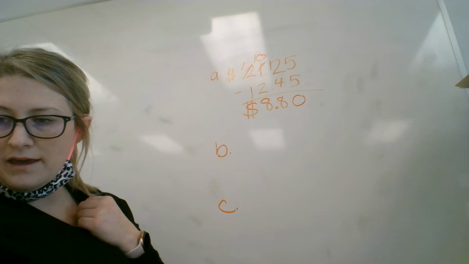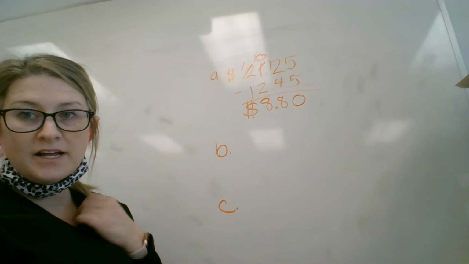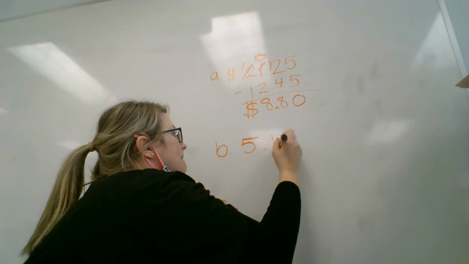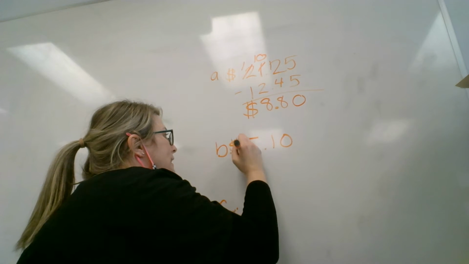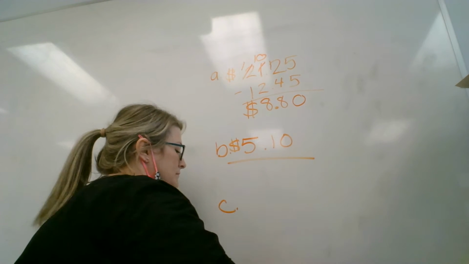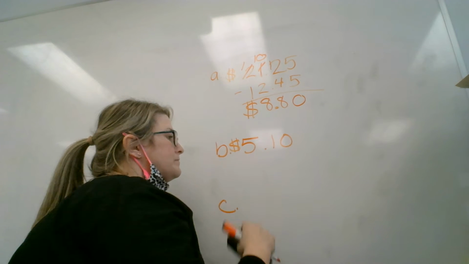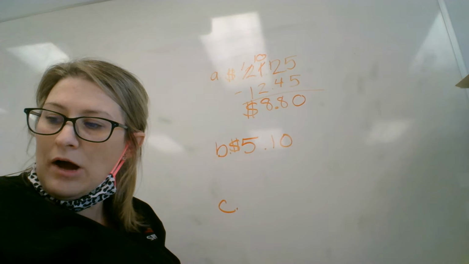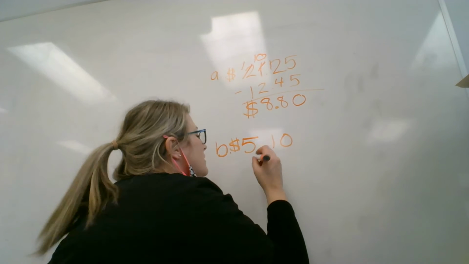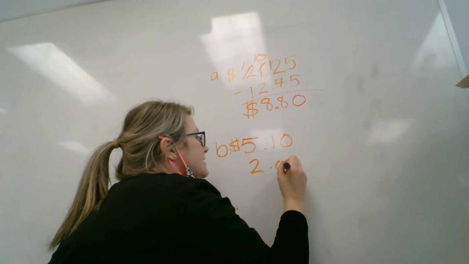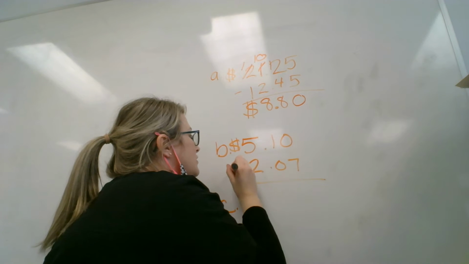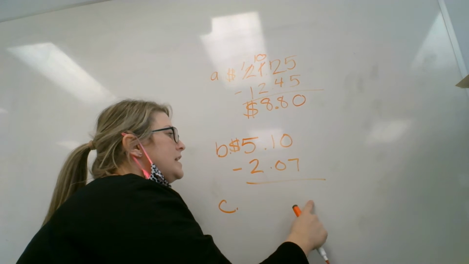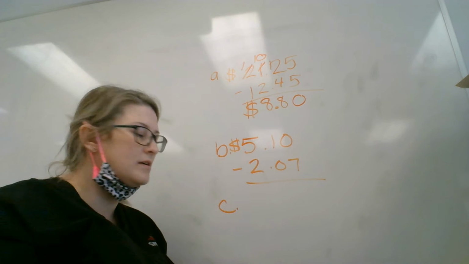All right, B. Jim had $5.10. He purchased milk. How much did he have left? The milk was $2.07. I'm subtracting. You're going to have to borrow here. Tell me how much money he has left after buying milk.